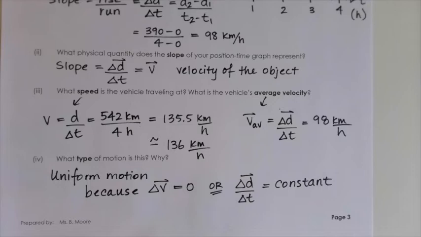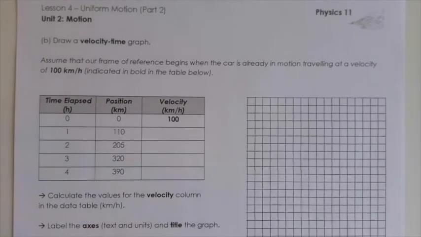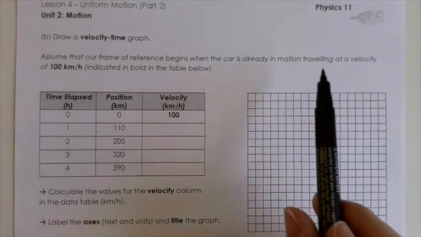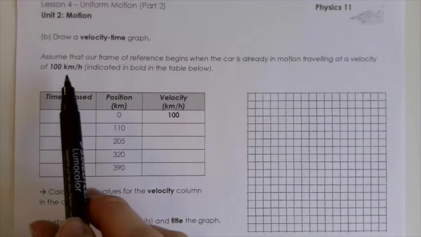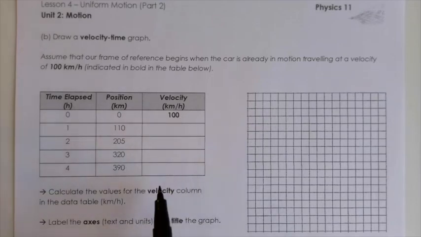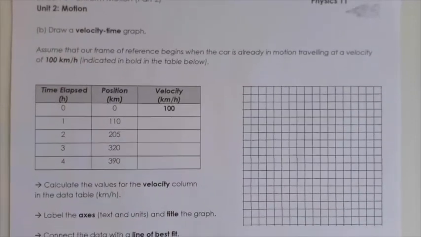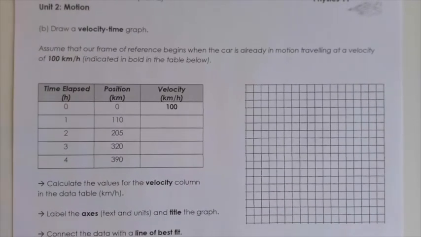Okay, please try part B of this example. You're taking this data and you're translating it into a velocity time graph. The one thing I will say before you get started is that we're going to assume our frame of reference begins when the car is already in motion, traveling at a velocity of 100 kilometers per hour. So that computation is done for you. You can fill in the rest of the table yourself by calculating the values for your velocity column, and then we're going through all the graphing and analysis steps that we did in part A. So give this a try, and I will check in with you in a few moments.